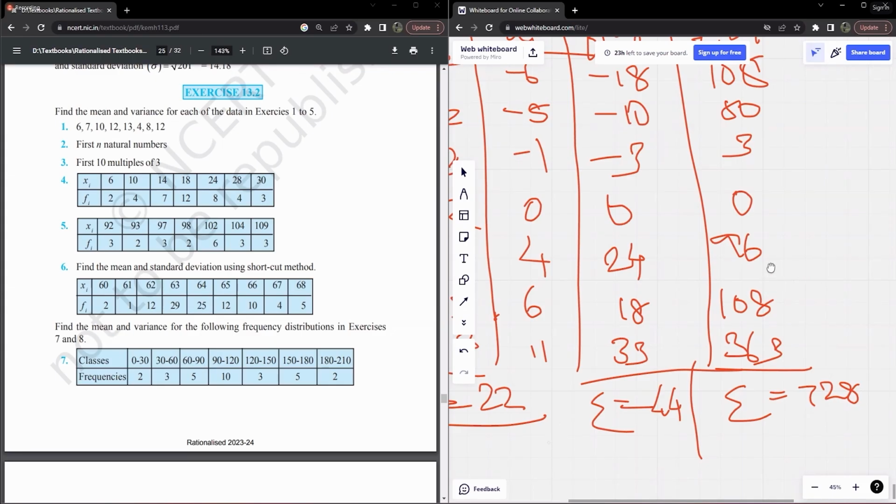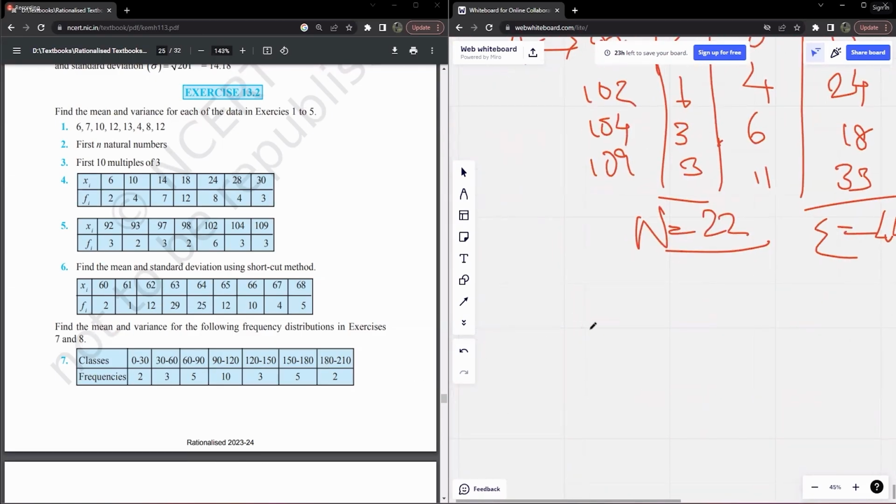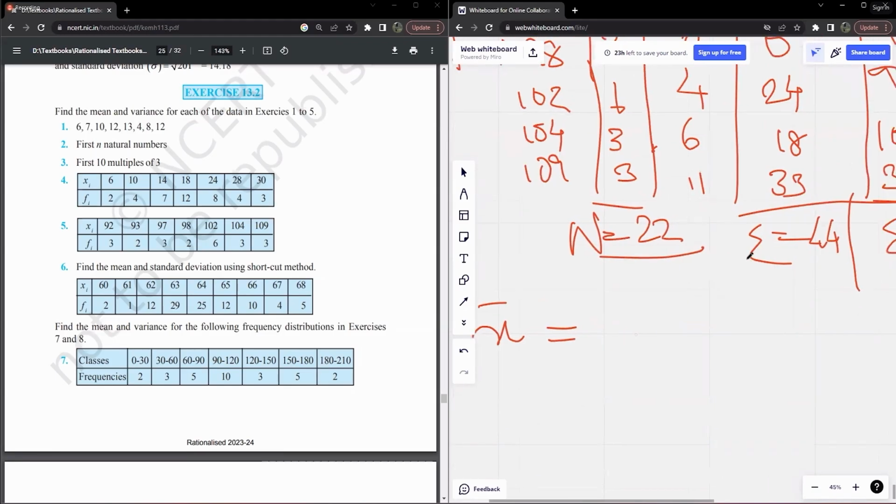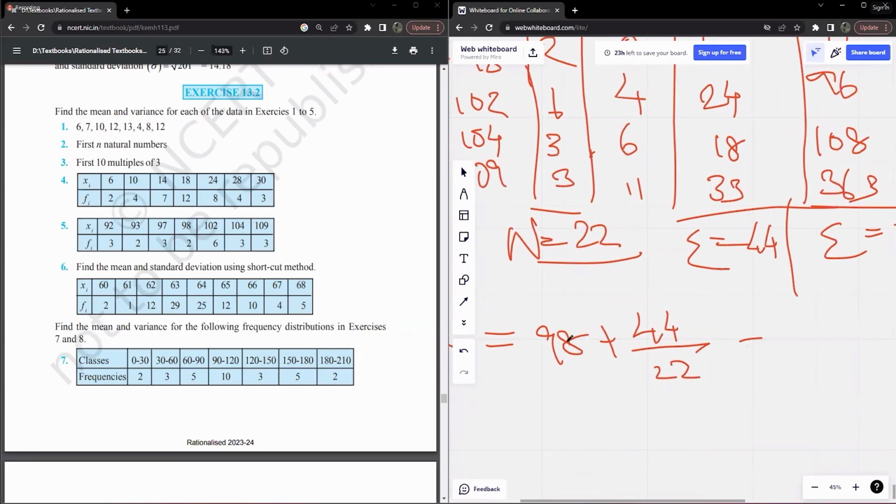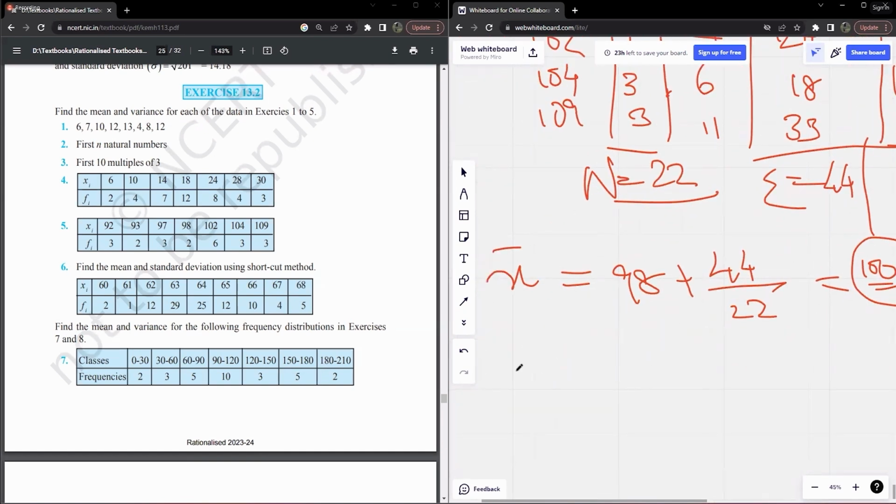All right. So now, with all this in mind, we can basically find out x bar. That is going to be a plus, that is 98, plus sigma of fi di, sorry, which is 44 divided by n, that is 22, which is basically 98 plus 2, which is 100, right?